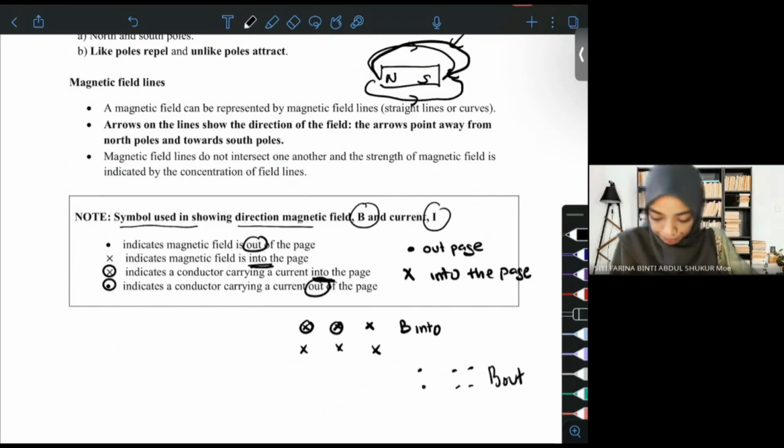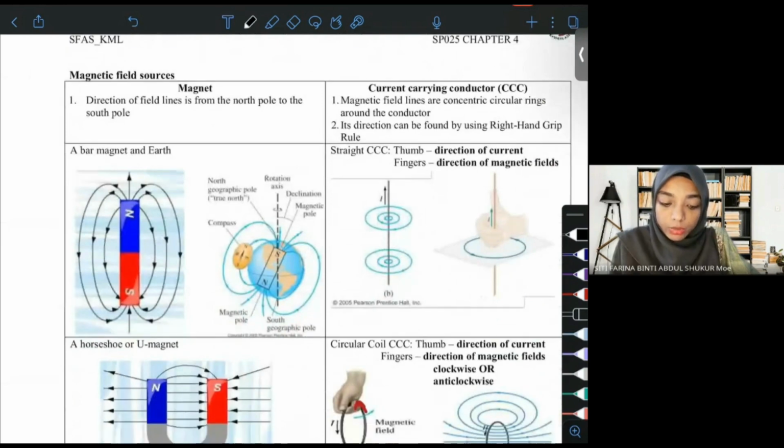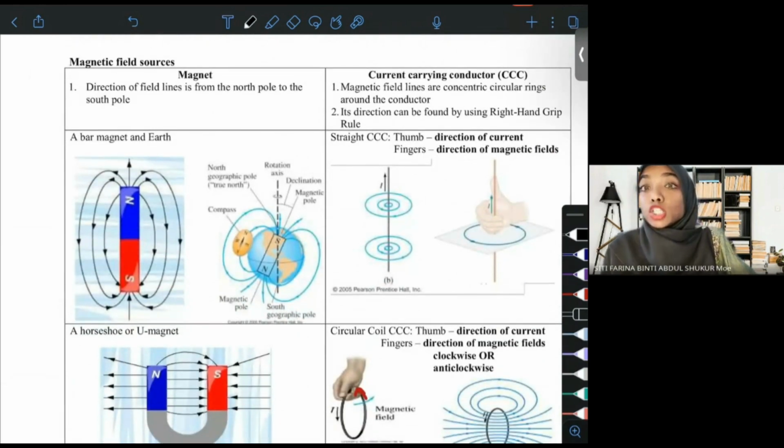Okay. Alright. Next, we're going to look at the magnetic field sources. Okay, siapa yang boleh produce this magnetic field? Okay, kita perlu ada source dia. Dekat sini kita akan kaji dua jenis source in your syllabus. The first one is the magnet itself and the second one is the current carrying conductor atau kita panggil dia CCC, triple C.